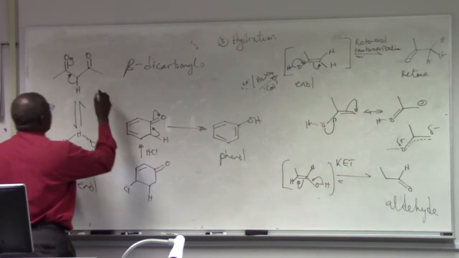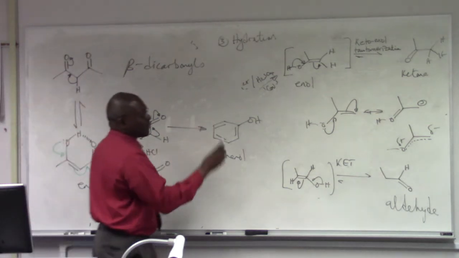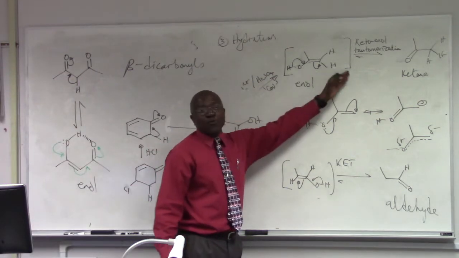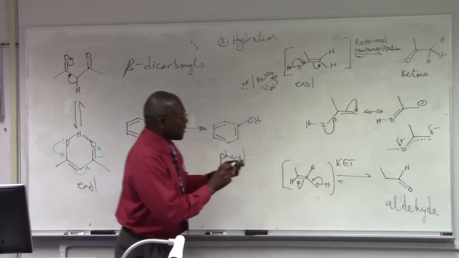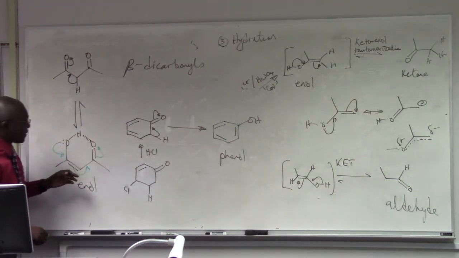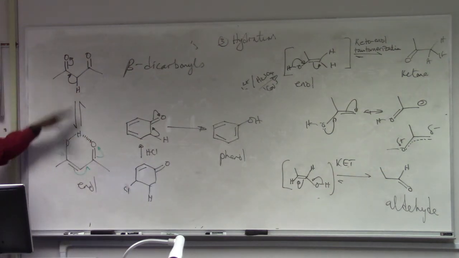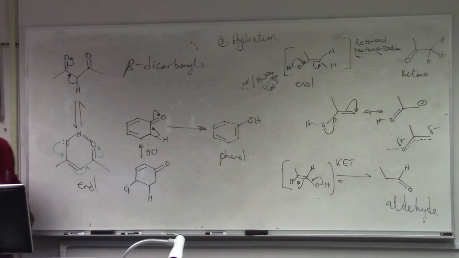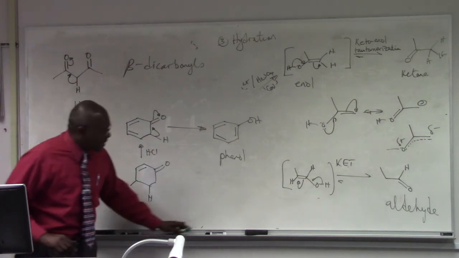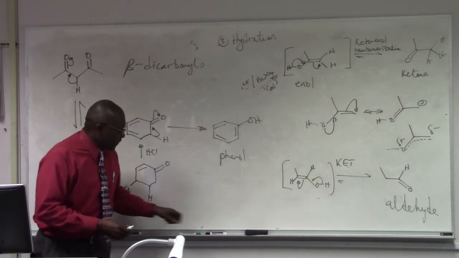So normally when you draw enols, when they're unstable species, I put them in square brackets. Okay? But in the case of phenol, that's very, very stable, or the enol from the beta dicarbonyl, those are pretty stable. Alrighty then, so that's the end of our discussion.